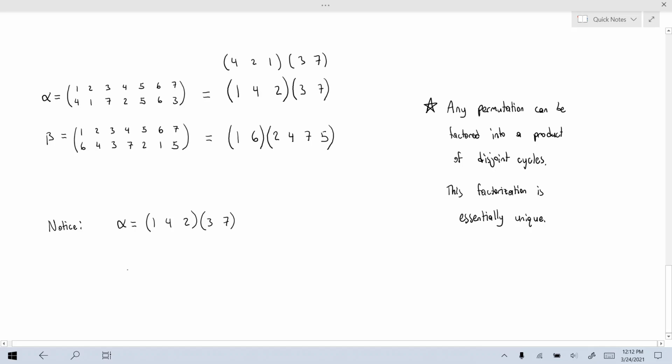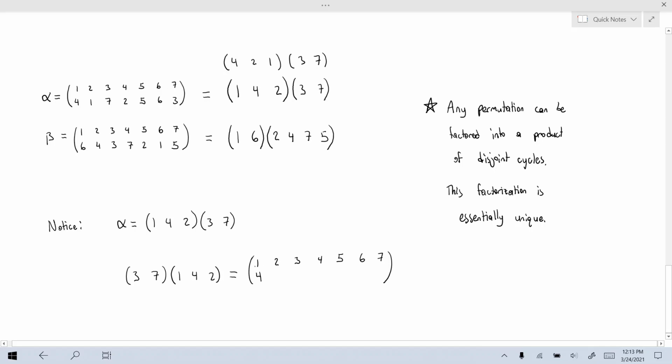Now, what if I reverse the order and do (3 7) composed with (1 4 2)? Just to make it super explicit, I'm going to convert this to matrix notation to see what's going on. The first 1 will map to 4, and then that 4 will map to itself. So 1 will map to 4.